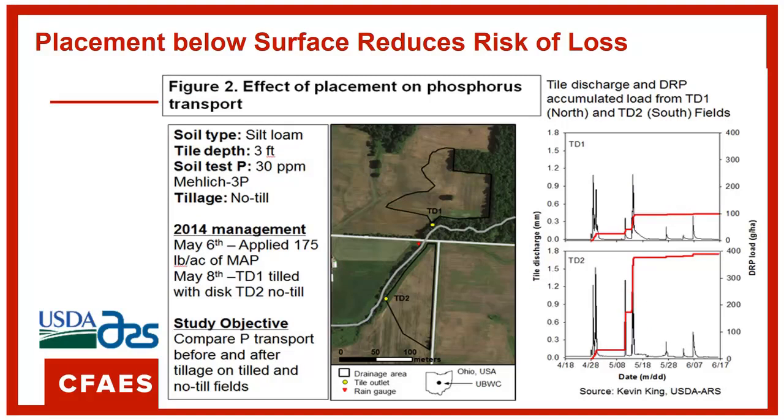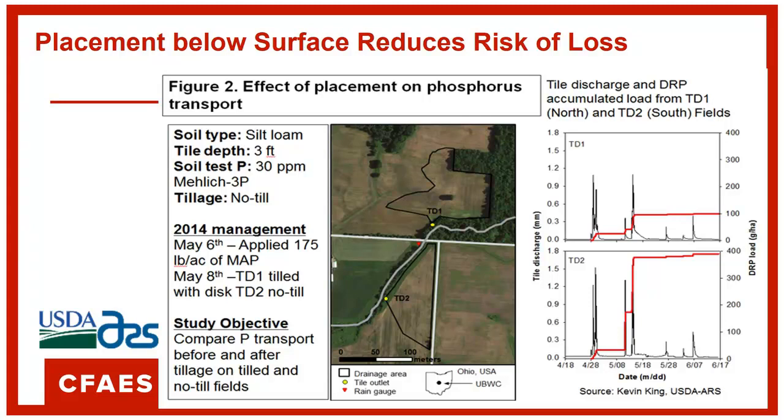So when we think about this, this is one of the sites that has this comparison of placement on the surface and then below the surface. This was a 30 part per million soil test, and it's actually the Mehlich value, so it's not an extremely high soil test. The tillage is no-till. The application was May 6, 175 pounds MAP, nothing outstanding there.